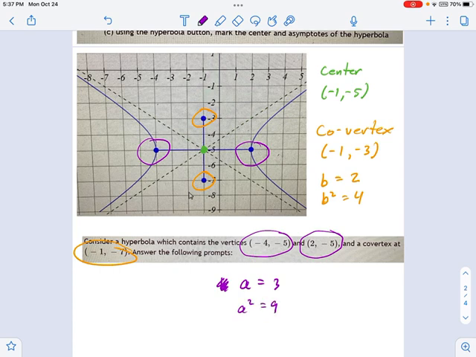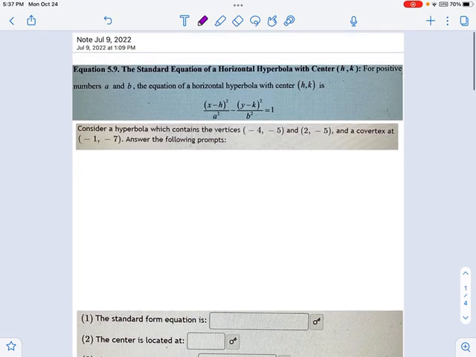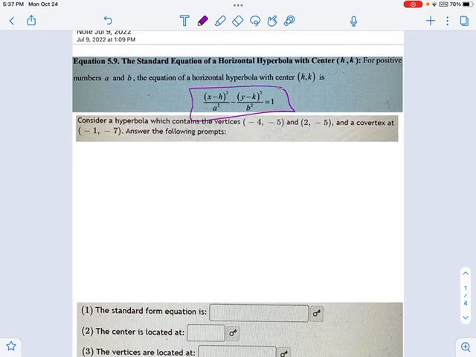Now let's take those ideas, a squared and b squared, and put them up into this equation form right here. I'm going to have x minus h over a squared, and I said a squared was 9, and I have y minus k over b squared, and I said b squared is 4. And the whole thing's equal to 1, because that's just how hyperbolas look.